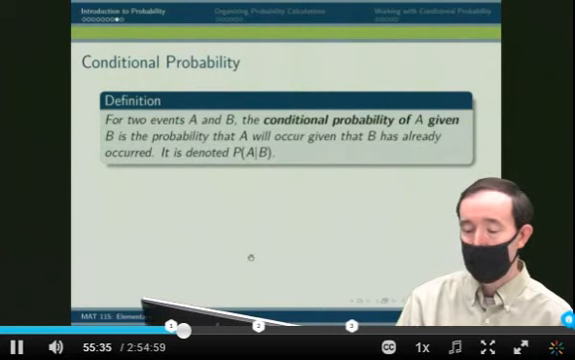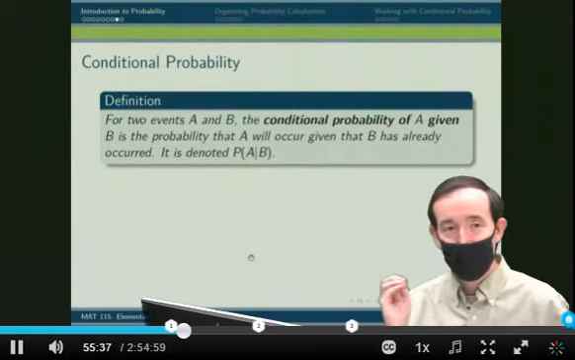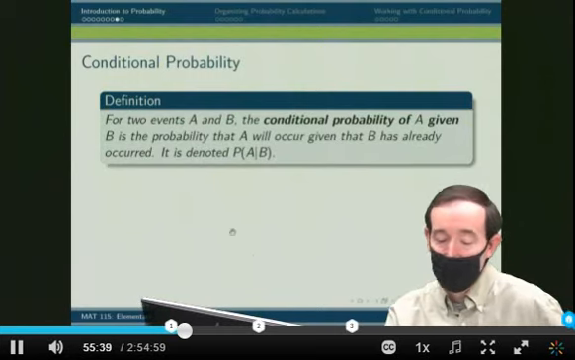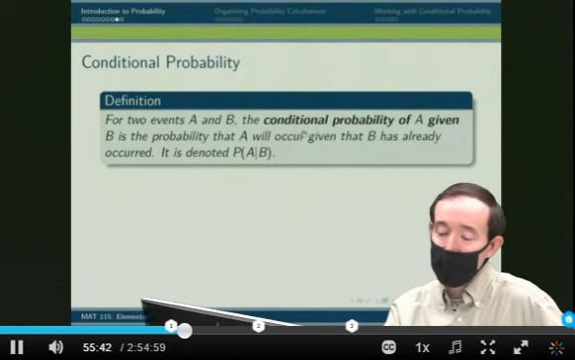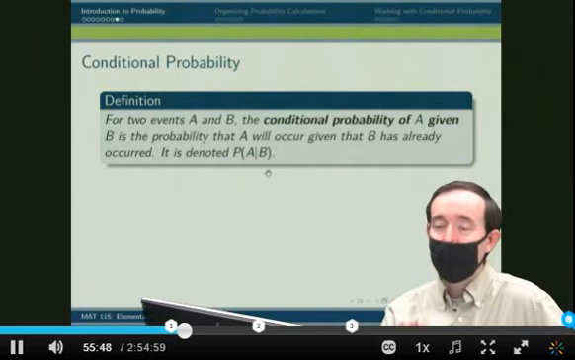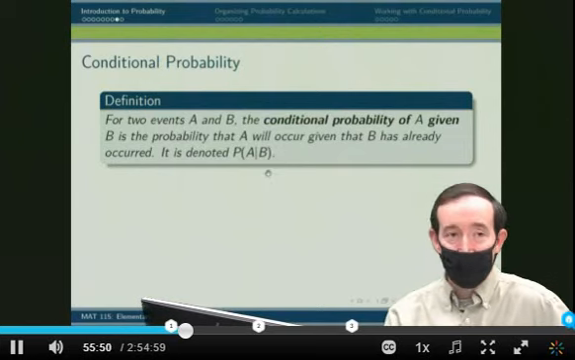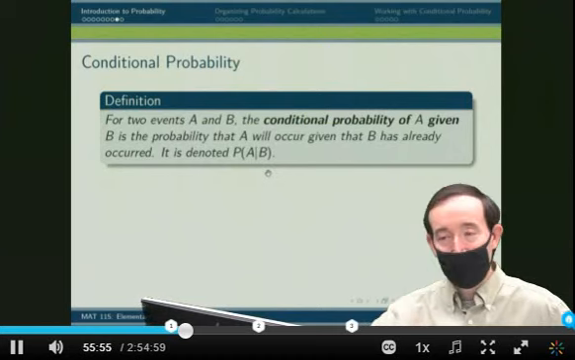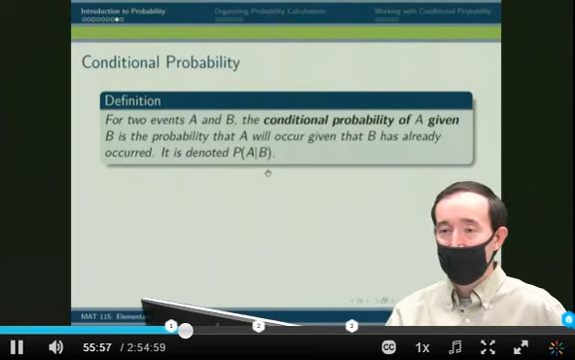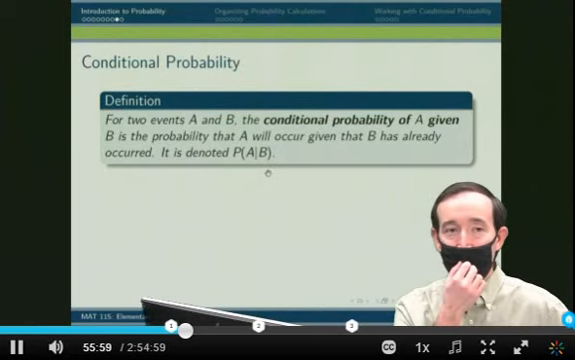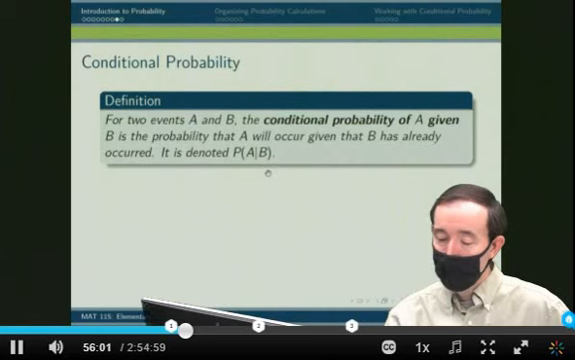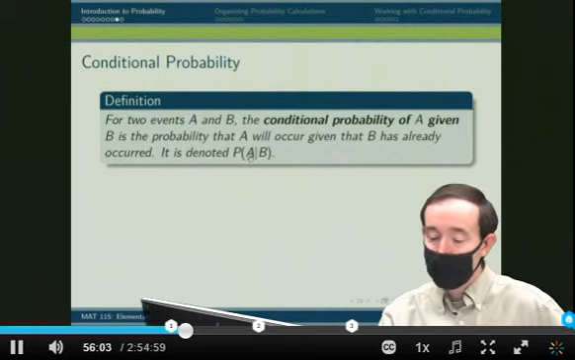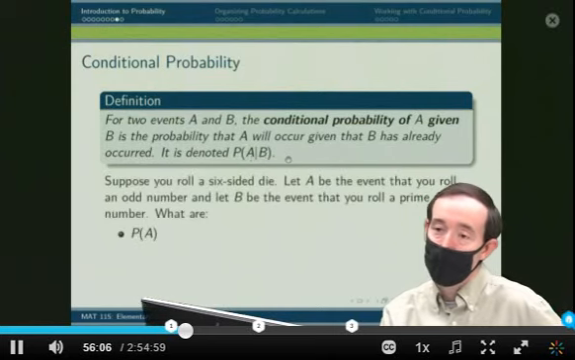Okay? So it looks complicated, but if you say it in your head, it's actually not that bad. For two events A and B, the conditional probability of A given B, that's this notation, probability of A given B. It's the probability that A will happen given that we know B already has. So if I assume B has happened, that might allow me to update the probability of A. And what this is saying is, let's find the probability of A if we know that B happened.